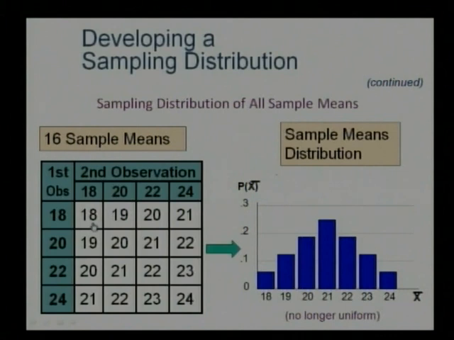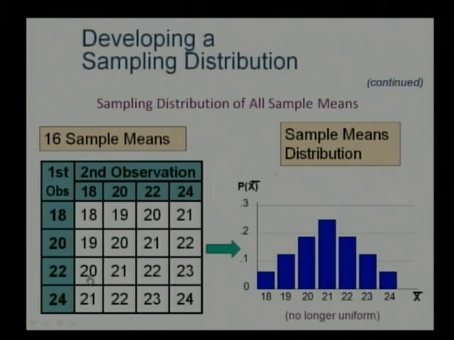Here the probability of getting 18 among these 16 observations is 1 upon 16. Similarly for 24, it is 1 upon 16. So for 18 and 24, it is 1 upon 16. Similarly, observations 19 and 23 are repeating 2 times among these 16 observations, so the probability will be 2 divided by 16. It is again given here in the column chart.